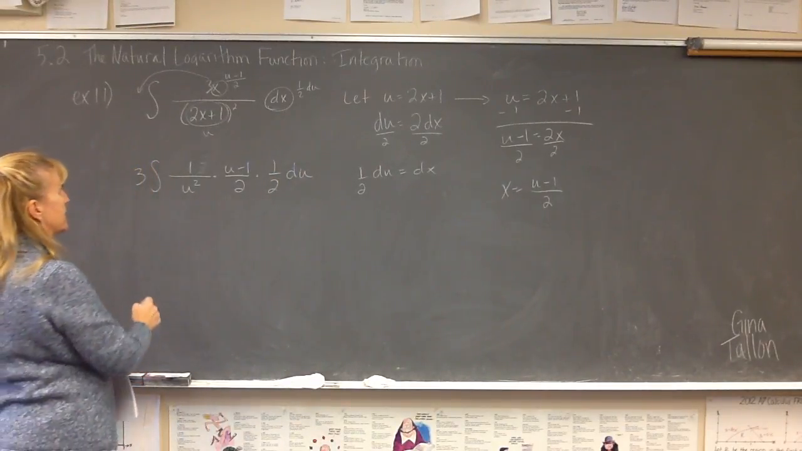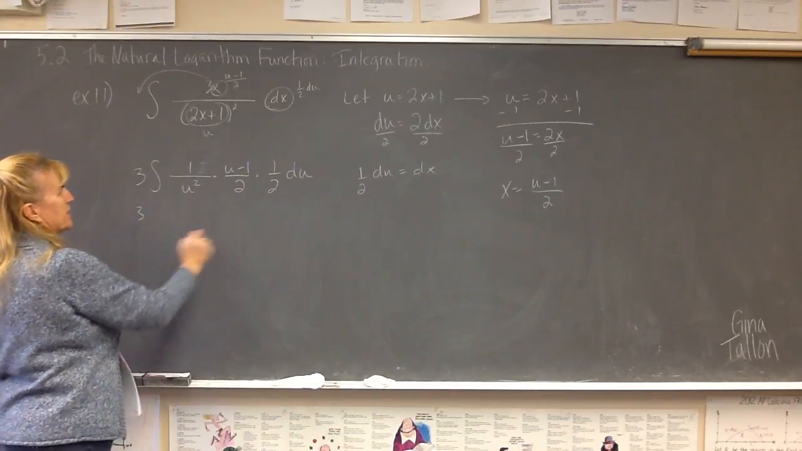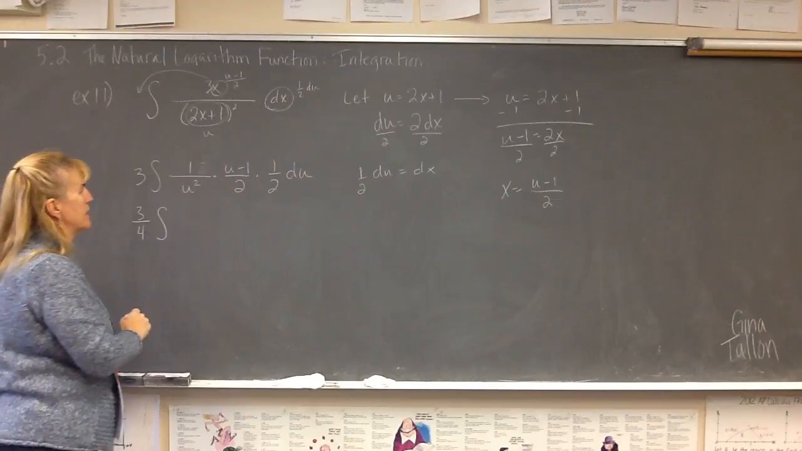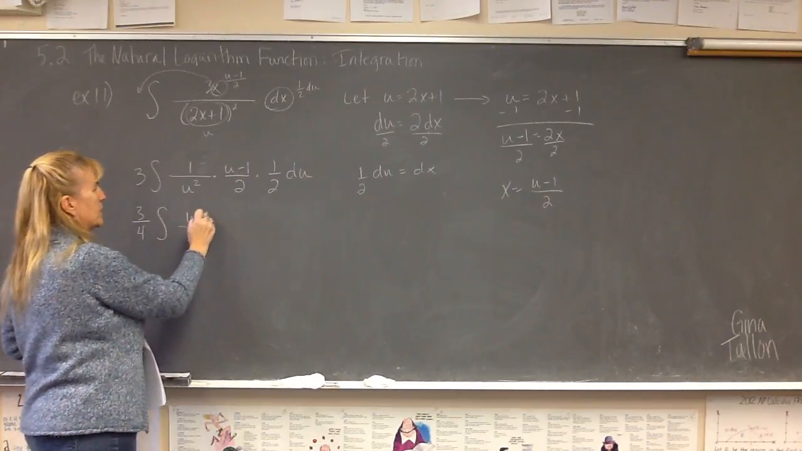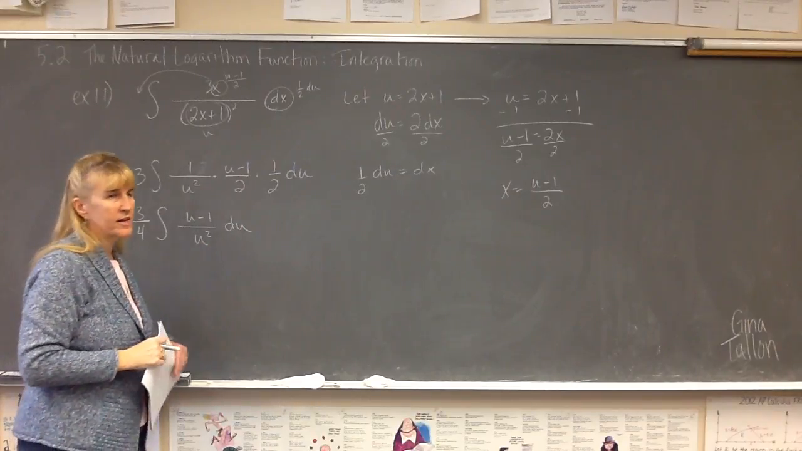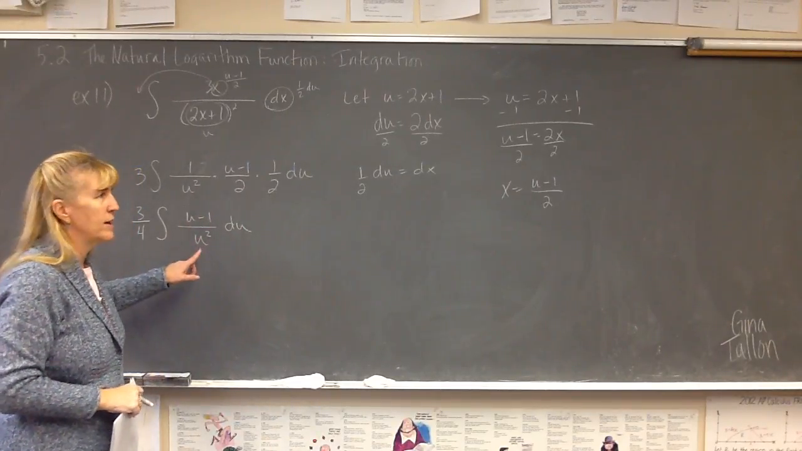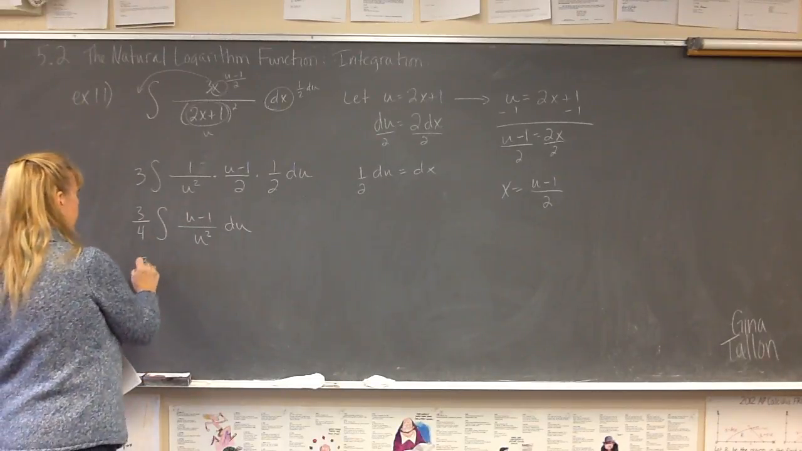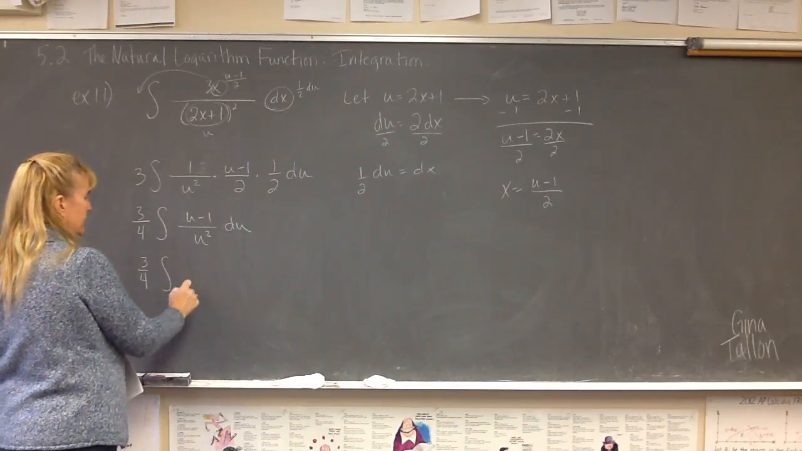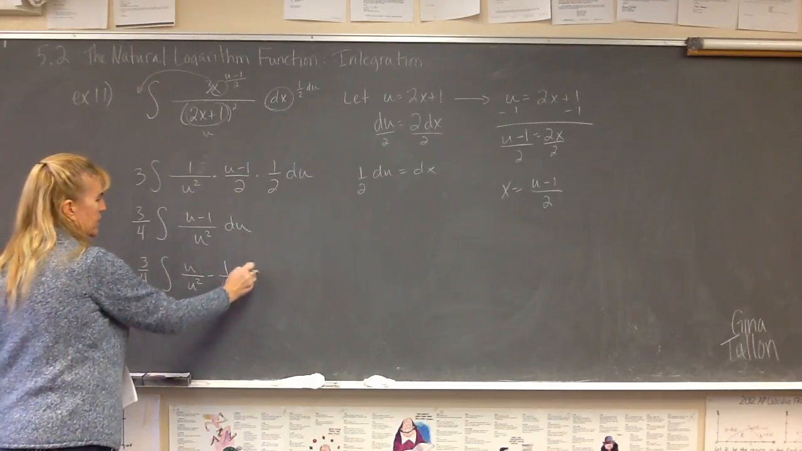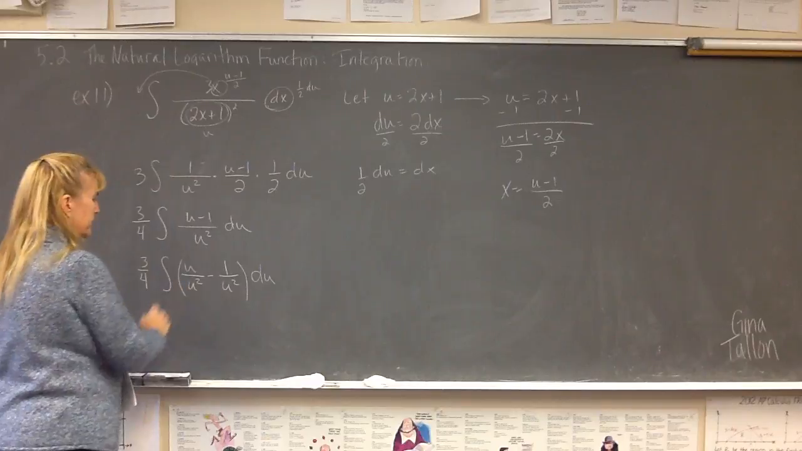I can see this happening now. So I have a 3 on the outside. I have 2 times 2 is 4 on my denominator. Let's bring that to the outside. I have a u minus 1 on the numerator and a u squared on the denominator. And look, all of a sudden I have a polynomial over a monomial, what we just got done talking about. So now I can split this. This is 3/4 times the integral of u over u squared minus 1 over u squared with respect to u.